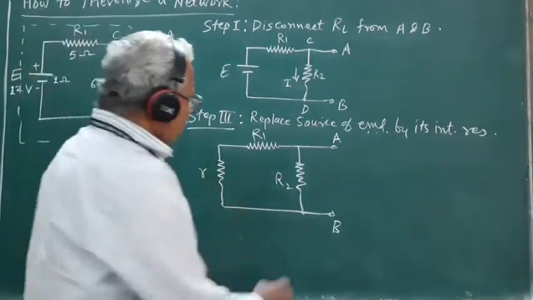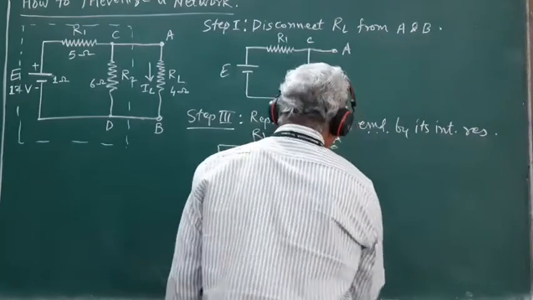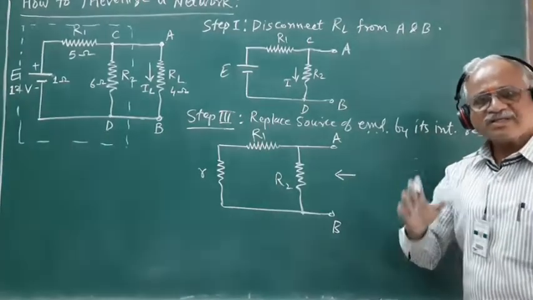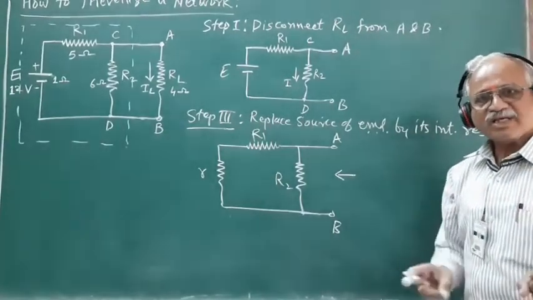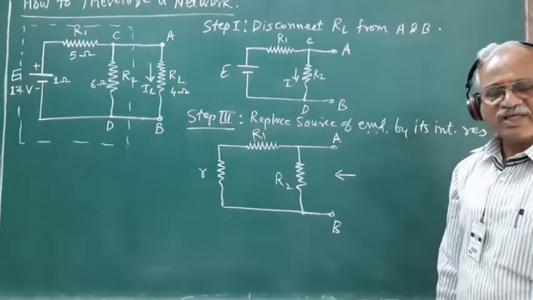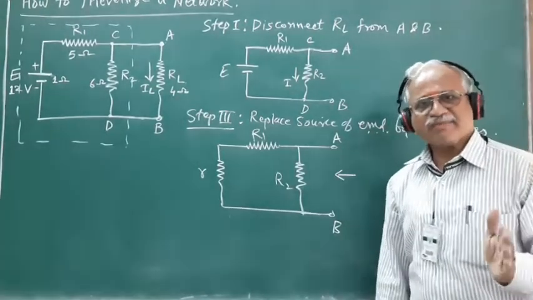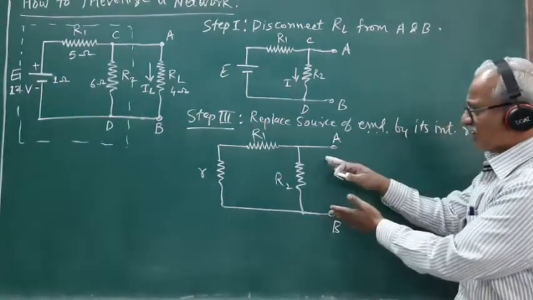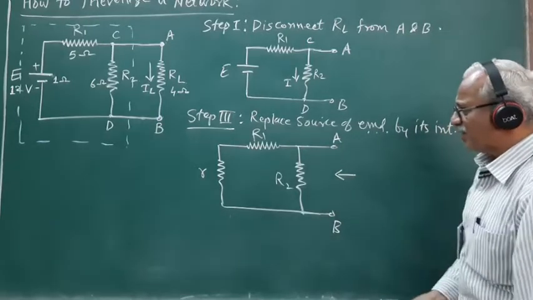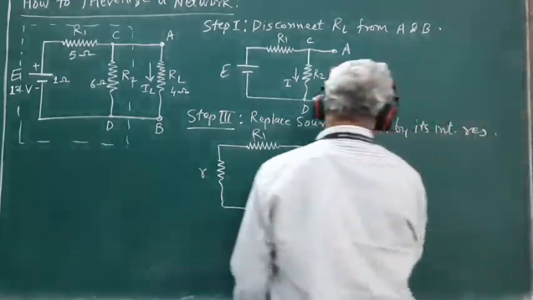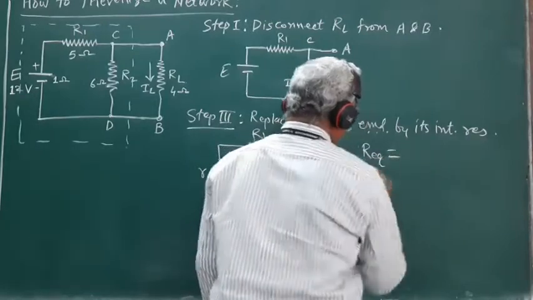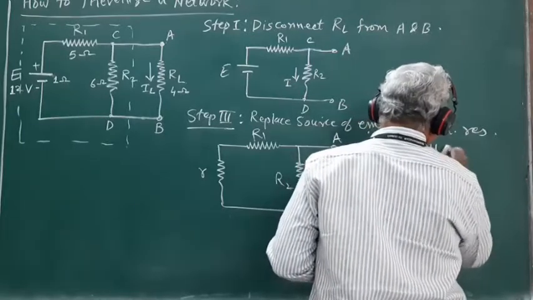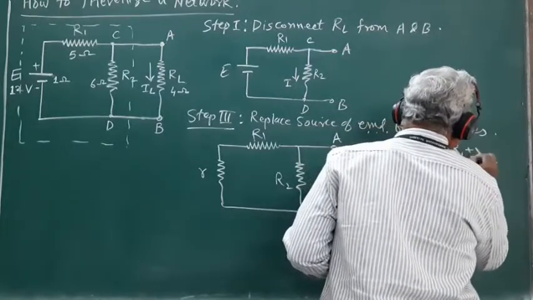So when we view this network backwards from the open terminals A and B, whatever is the resistance that we observe is nothing but the value of equivalent resistance, and that equivalent resistance is nothing but equal to the Thevenin resistance. So when we view this network backwards from the open terminals A and B, what we observe is that the equivalent resistance of this network is nothing but the parallel combination of R2 and R1 plus small r.